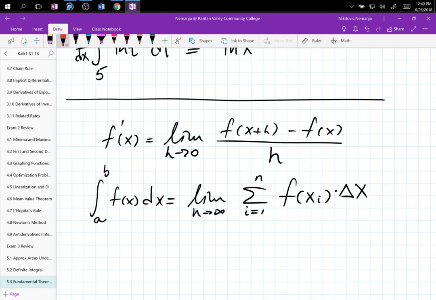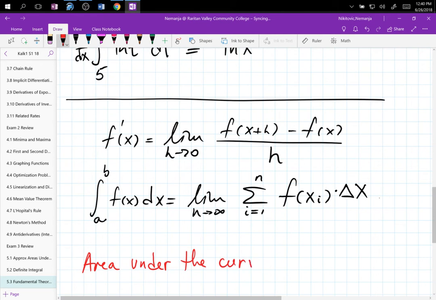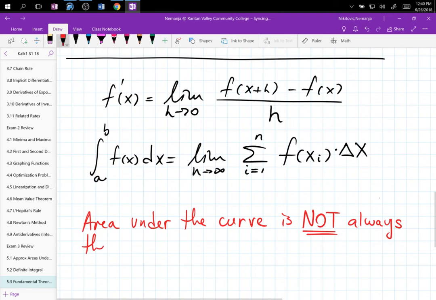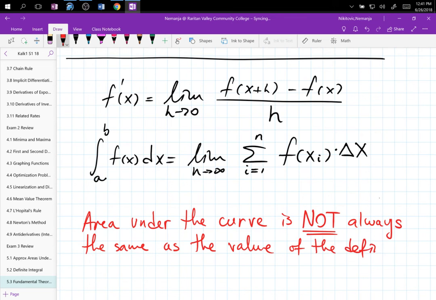The last part, I'm just going to say that area under the curve and the value of the integral is not necessarily the same thing. So area under the curve is not always the same as the value of the definite integral.